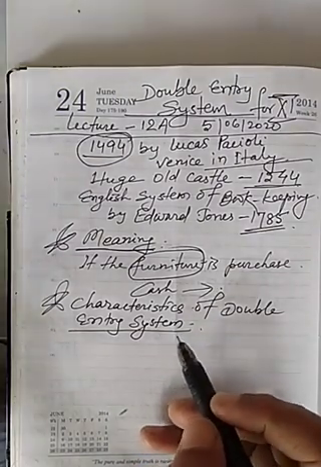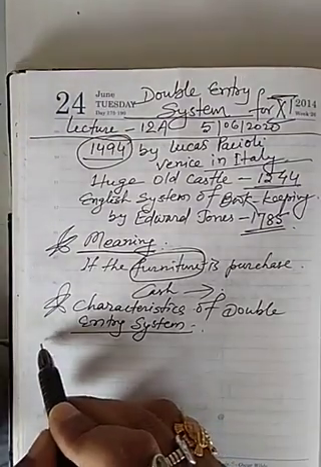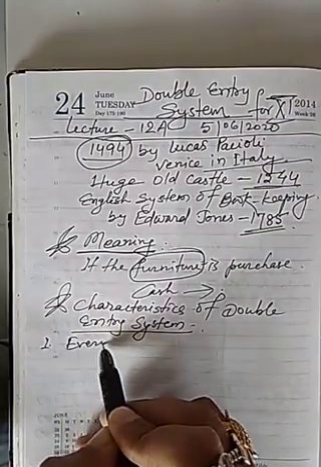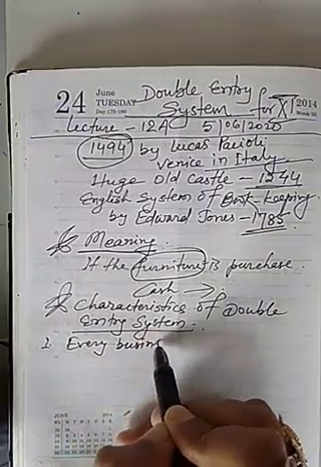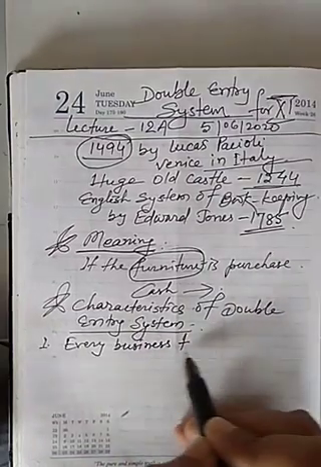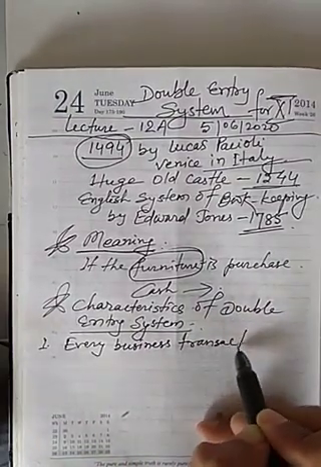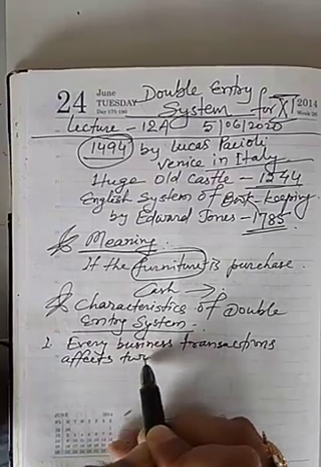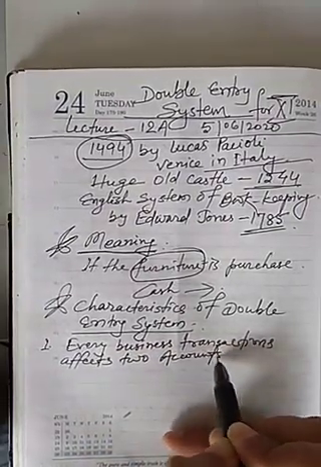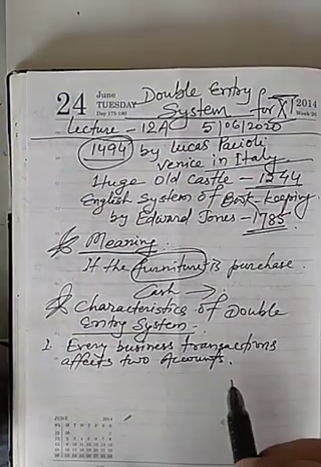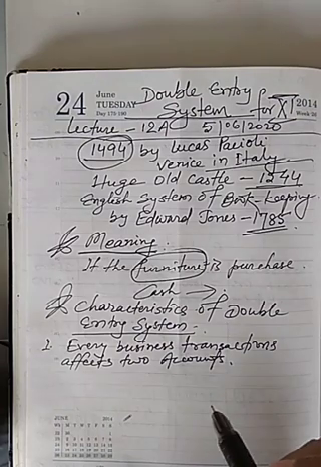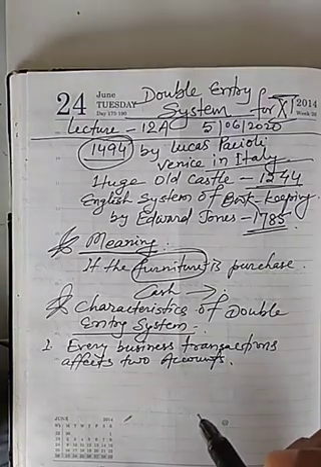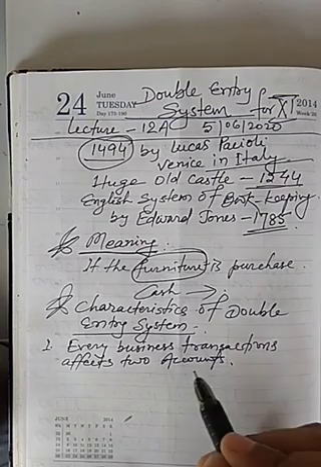So, the first characteristic is that every business transaction affects two accounts. Every business transaction has a twofold effect, that is, it affects two accounts. One of them is debited and the other is credited.